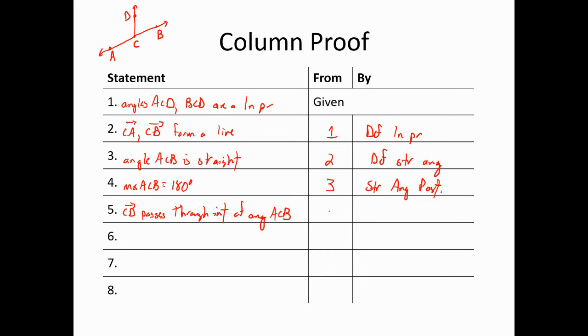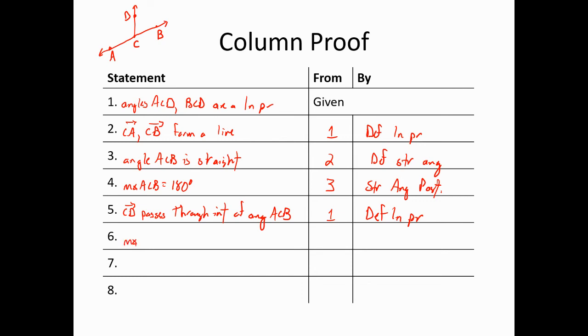Well, that's just our definition of linear pair again, right? So that follows from 1, the given. The definition of linear pair doesn't merely say that the non-common sides form a line. It says they're adjacent as well, and that means that CD must pass through the interior of angle ACB. So what does that mean then? That means that we can apply the angle addition postulate.